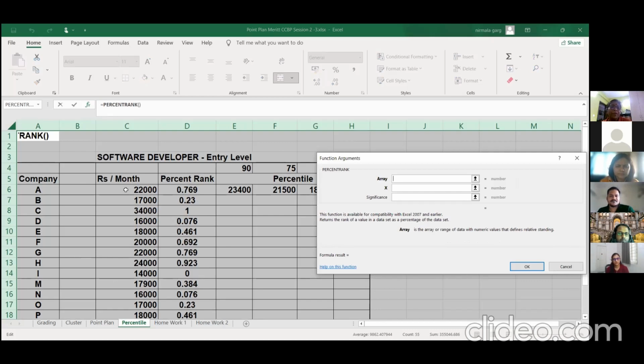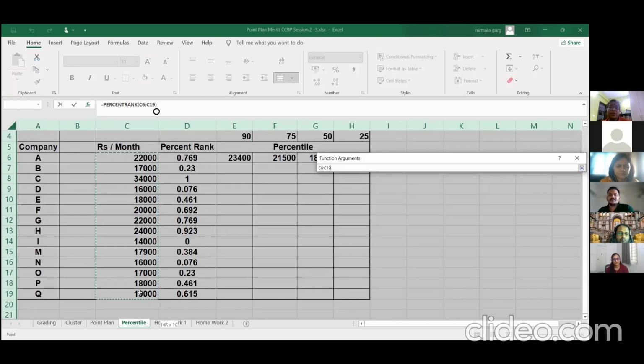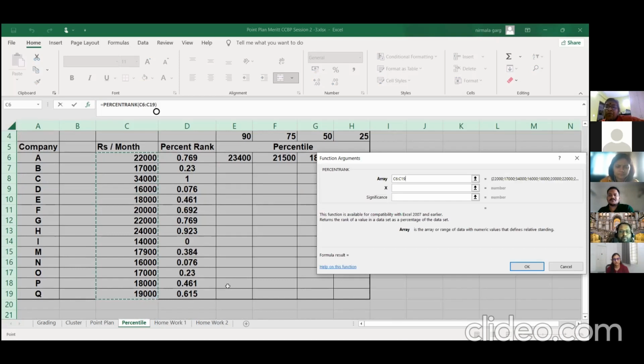Array. Don't take the labels, sir. Pull the data. Okay. Got it? Now, I want to know what is the percentile of this one, 22,000.